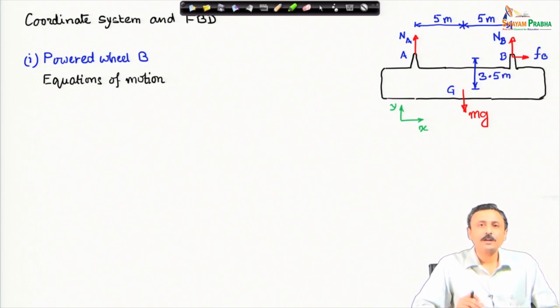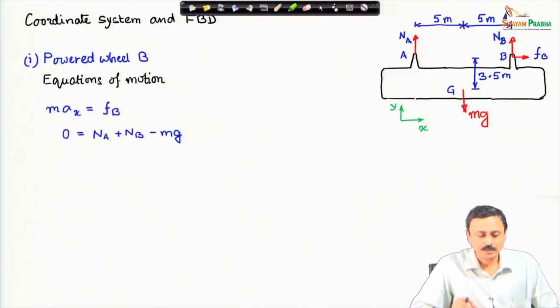We will first start by writing the equations of translational dynamics. In the x direction, which is the horizontal direction, mass times acceleration of the car in the x direction equals the net force in the x direction, which is only F_b, the force at wheel B, because that is the only thing that is powered. In the y direction, since there is no acceleration, it gives only a balance of forces.